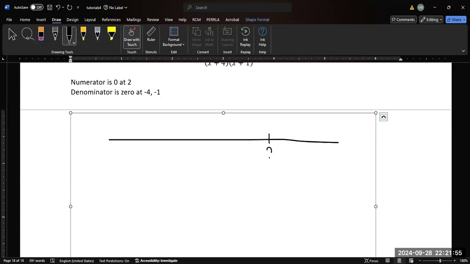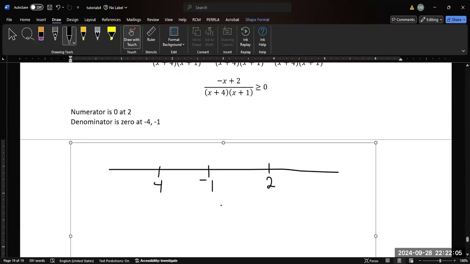So we've got 2, we've got negative 1, and we've got 4. And these two, again, I'm going to label them. These are from the denominator. So whether they get included in the interval or not is going to depend on whether they can actually be 0 or not. Things from the denominator are not allowed to actually be 0 because we can't divide by 0. So this is the only one that can possibly take a square bracket later on.